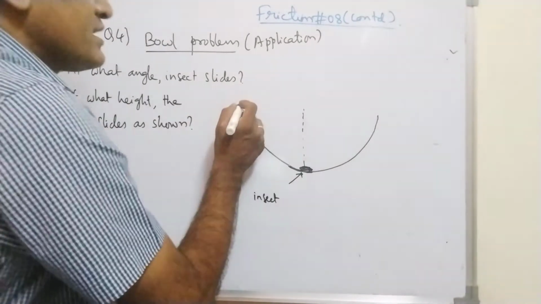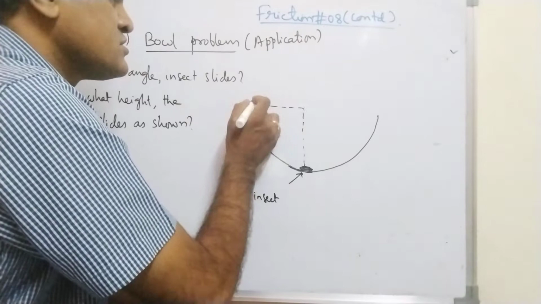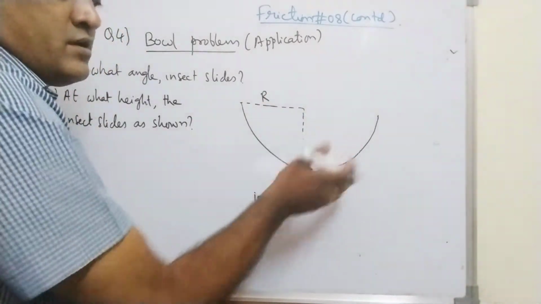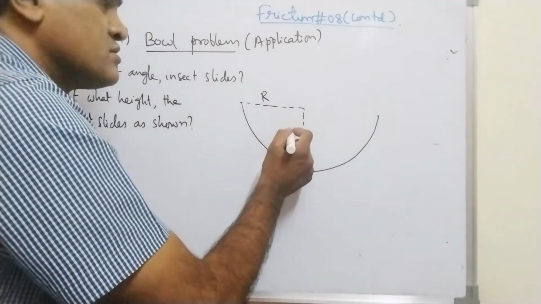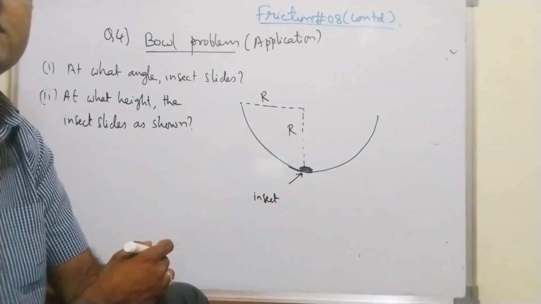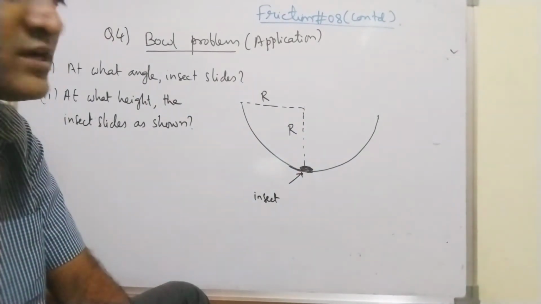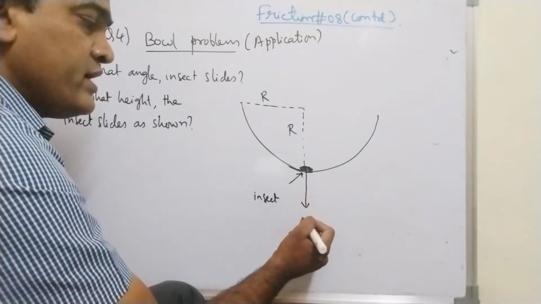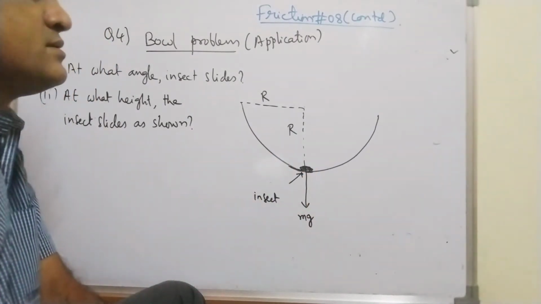So if I consider this as a hemispherical bowl, can I consider this as a radius? This is also radius. In a hemisphere, radius remains the same throughout. If I construct a sphere, radius remains the same, is it not? So this is also radius. I don't want to draw many radii, so that we will not get confused. Insect of mass m, so its weight will act vertically downwards.